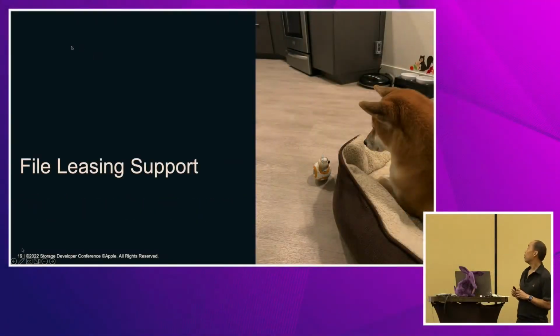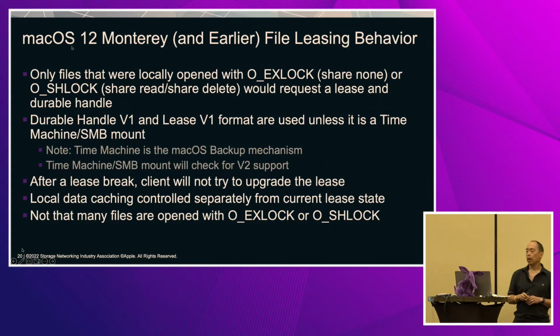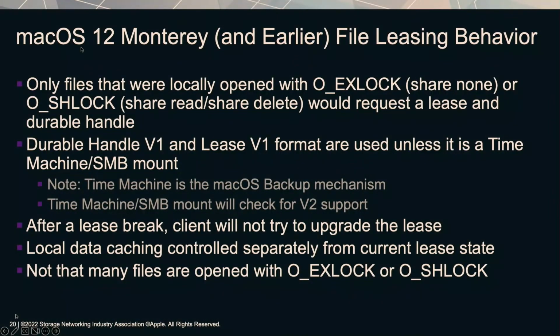So, moving on. File leasing support. In macOS 12 Monterey and earlier, so essentially current behavior, the model that we use is only files that were open locally on the Mac and only open with an exclusive lock, which we translate to SMB share none, or a shared lock, which we map to SMB share read or share delete, whatever requests the lease and the durable handle. By default, we assume durable handle v1 and lease v1. The only time we didn't do that is if it was a Time Machine over SMB mount.